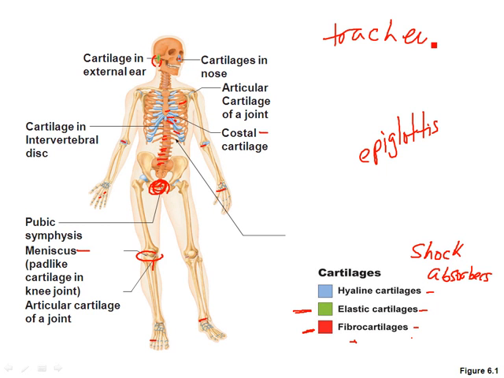So if you look at the trachea, that's hyaline cartilage. So anywhere else that you can think of that has cartilage is hyaline cartilage. So that's the easiest way to remember it. Don't remember where it is, just remember where it ain't.